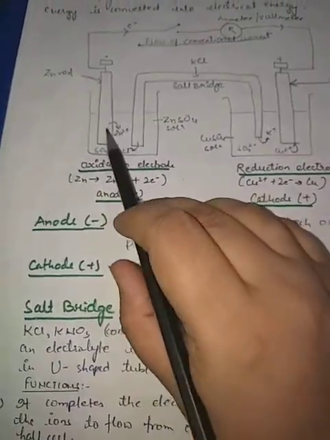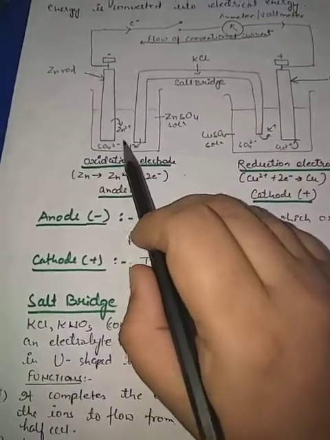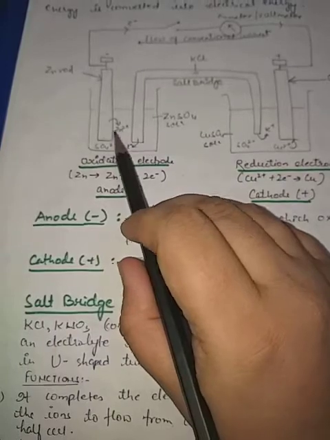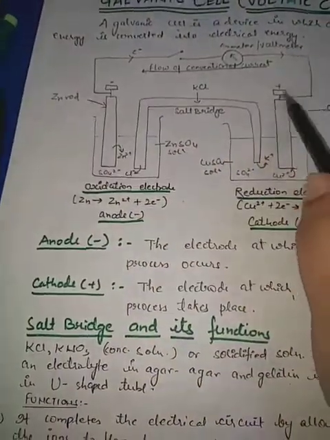And see, it is losing two electrons. Upon losing two electrons, it will change into zinc ion. These two electrons will migrate from this electrode to this electrode.